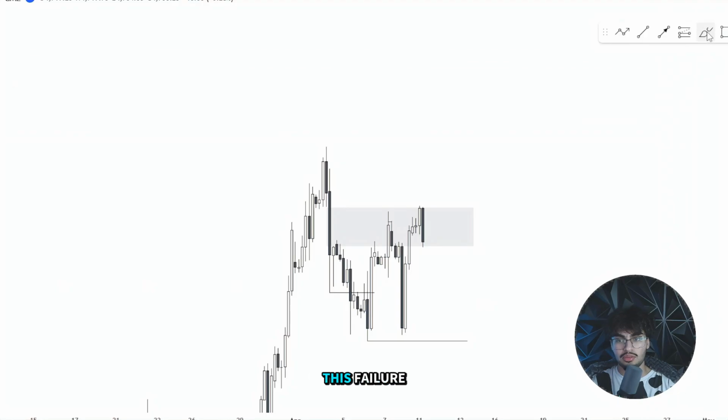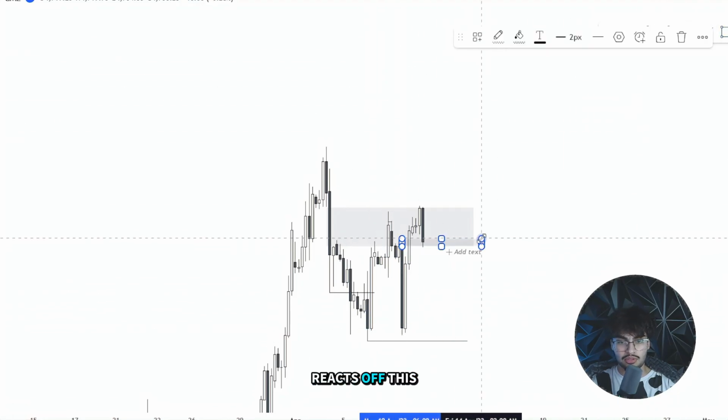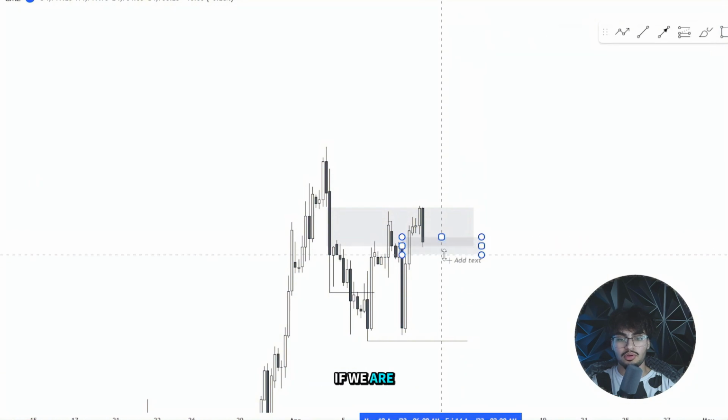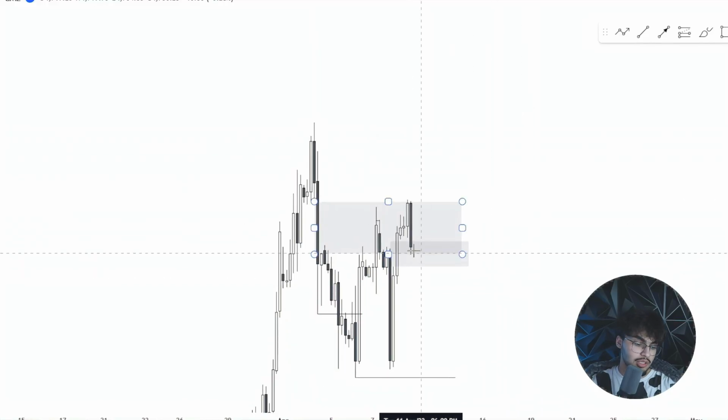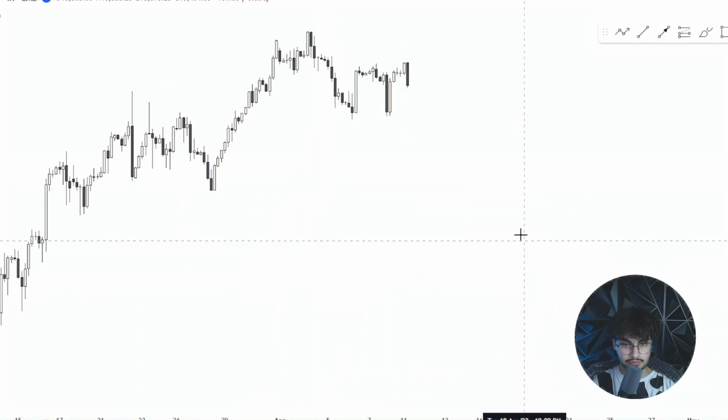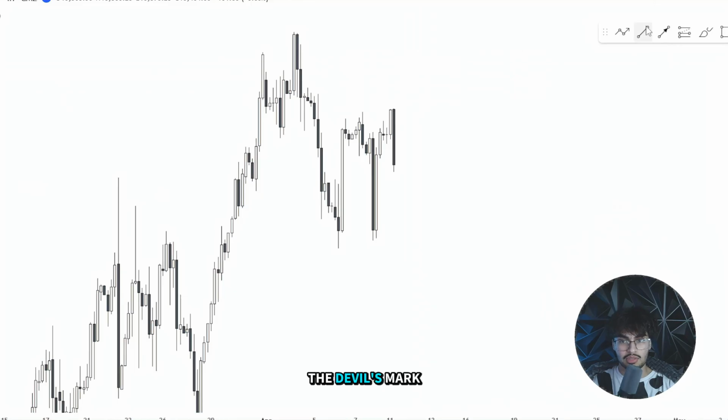Now, because we had this failure and we have equal lows resting here as well, I want to see how ES reacts off this 4-hour gap. Are we going to run through it? If we are, we're going to see this daily external range liquidity. If not, we're probably going to see these all-time highs. So it's either or. We left a devil's mark pretty much here.